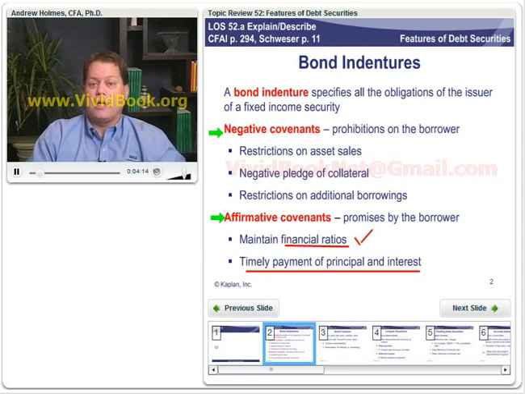So that's going to give the bondholders the option to demand payment, or in the more likely case, to renegotiate the terms of the bond. But nonetheless, the firm is going to take on a number of obligations in the form of affirmative covenants.